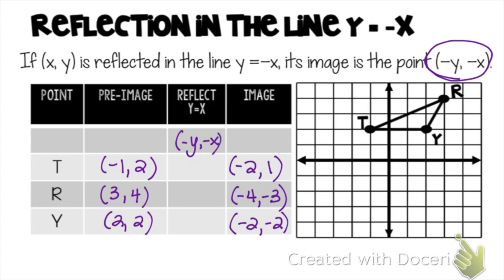So when we plot -2, 1, so to the left 2, and then up 1, -4, -3, and then -2, -2. Sorry, not 2, 2, -2, -2. I got distracted by the little ping on my phone. I usually turn it off, and I didn't.